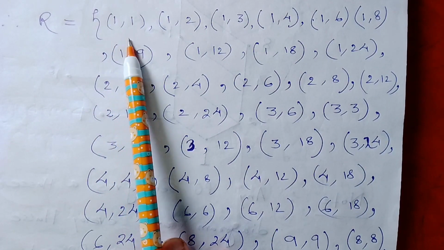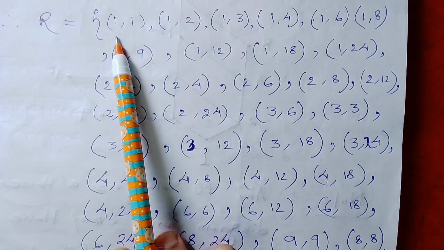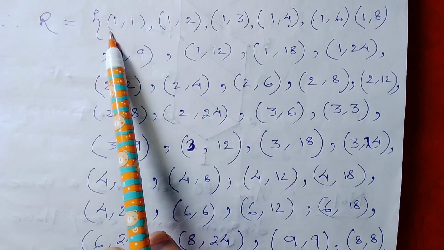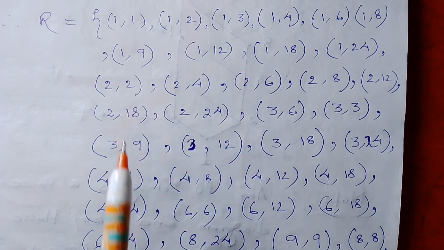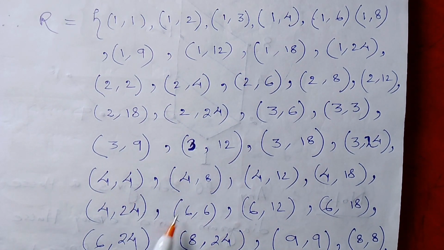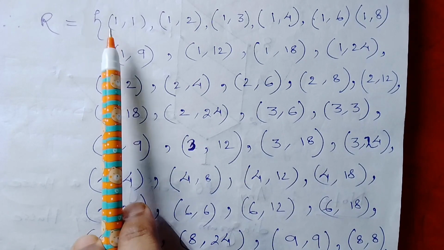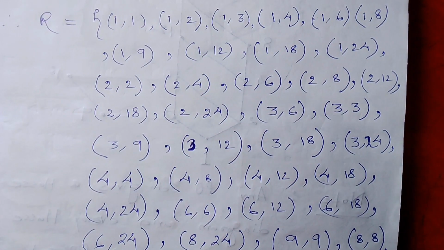From the definition of the reflexive condition, we know that an element will have a relation with itself, like 1 is divided by 1, 2 is divided by 2, 3 is divided by 3, 4 is divided by 4, and so on. So this relation set consists of the same element having a relation with itself. So this is reflexive.